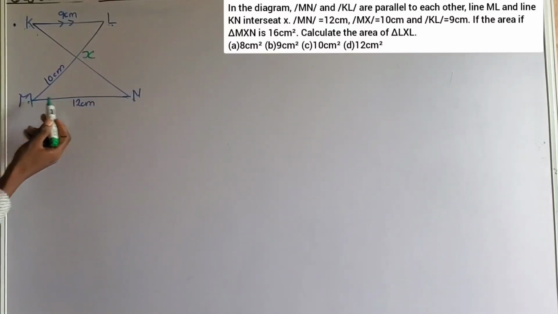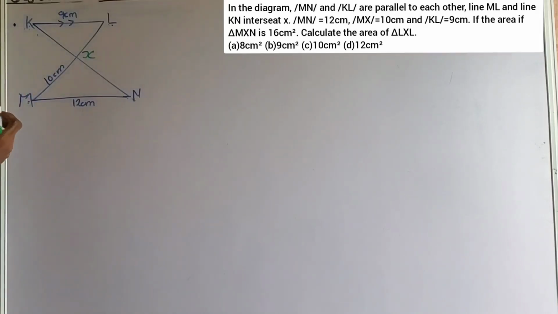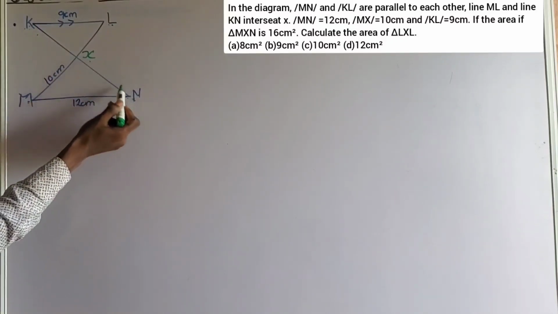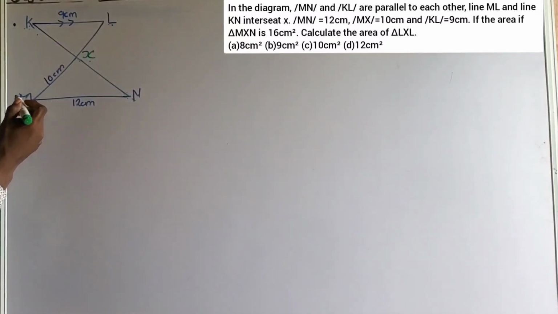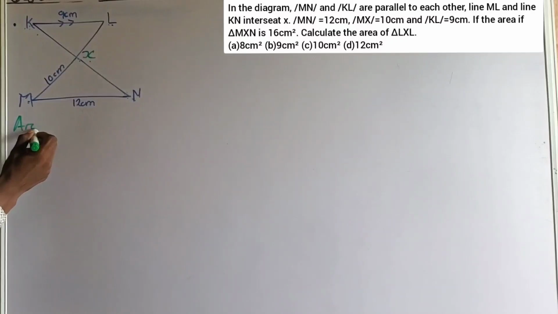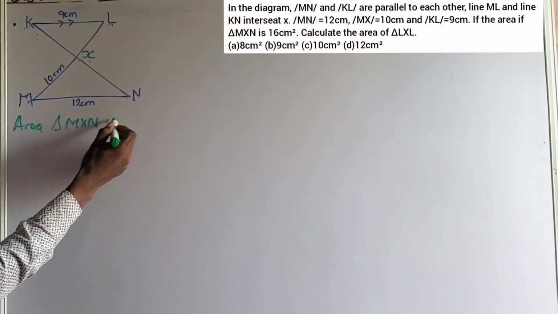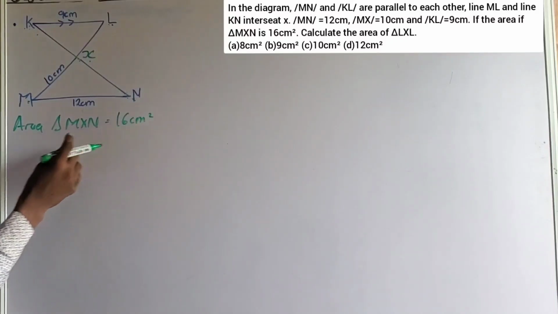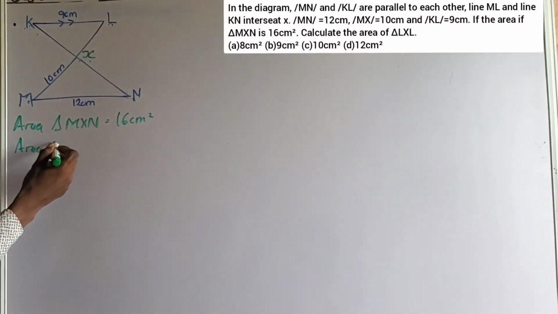Now, you can see that line MN is 12 centimeter, and line KN is 9 centimeter. Now, in this diagram, we have two triangles. If the area of the triangle MXN, that is this triangle that you see here, is 16 centimeter square. The area of triangle MXN is 16 centimeter squared. Okay, we are asked to calculate the area of triangle LXK.